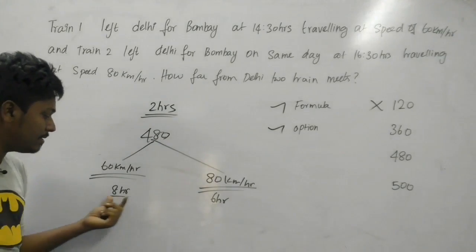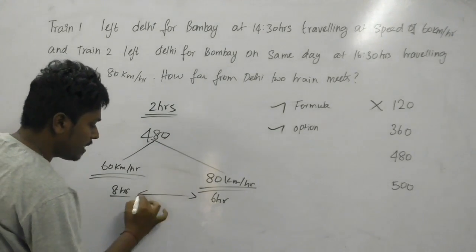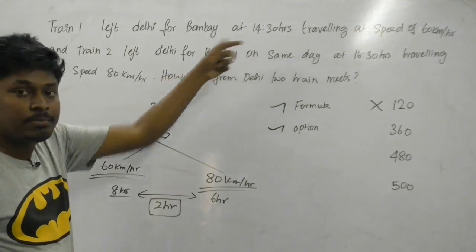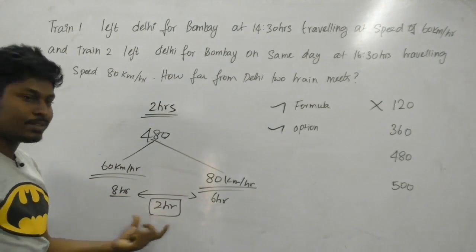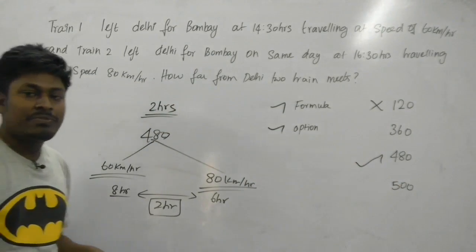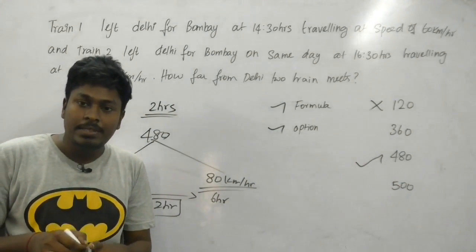See here, 6 hours and 8 hours. What is the difference between both the timings? 2 hours. We already know the difference between both the trains is 2 hours. So we are getting the difference, and we can clearly say that 480 might be our option. So friends, just practice according to this method.